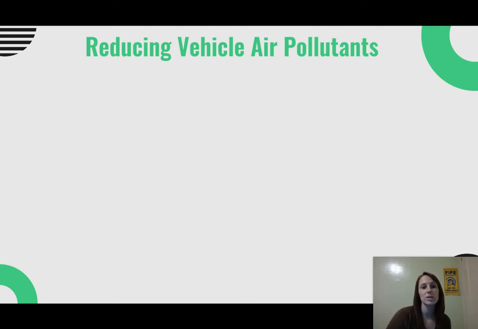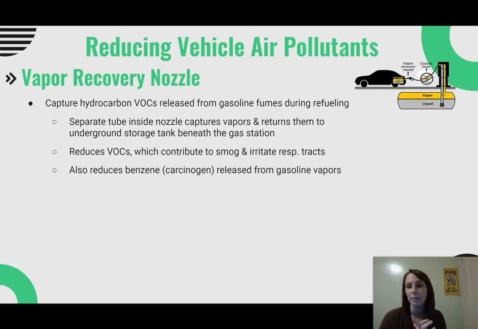So some of the things that we want to do is to reduce vehicle air pollutants, and there's a lot of ways that we can do this. And I'm going to highlight a couple technologies that exist. The first is a vapor recovery nozzle, which is going to be something that is used at the gasoline stations. So what this nozzle does is it's going to capture the hydrocarbon VOCs that are released from gasoline fumes while refueling. If you have ever refueled your car at a gasoline station, you're probably aware that it very much smells. And so they are going to use these vapor recovery nozzles in order to capture some of those VOCs.